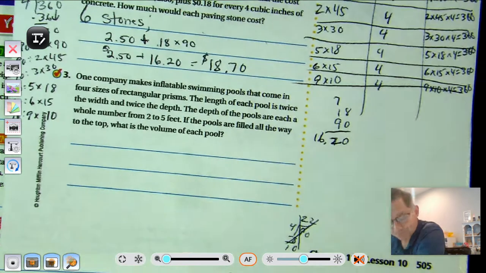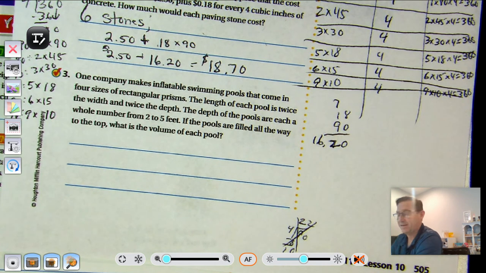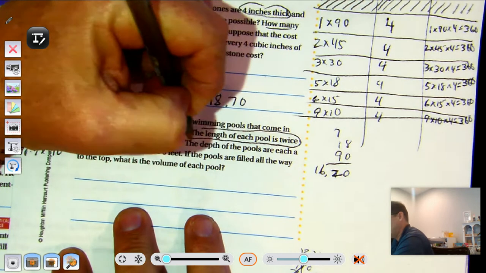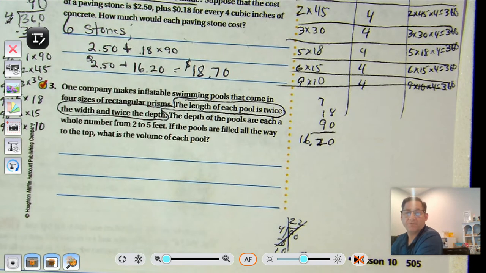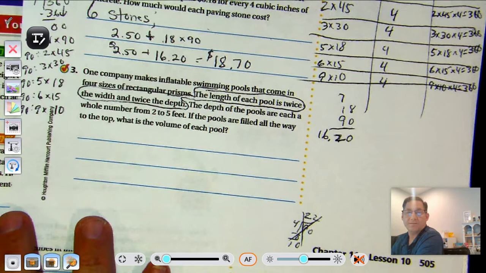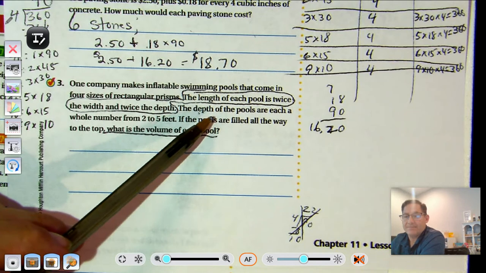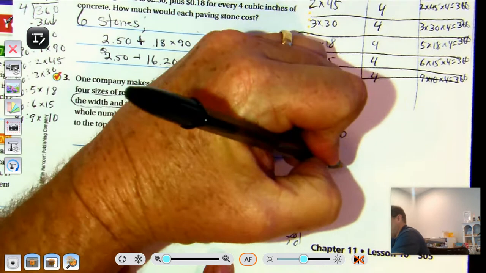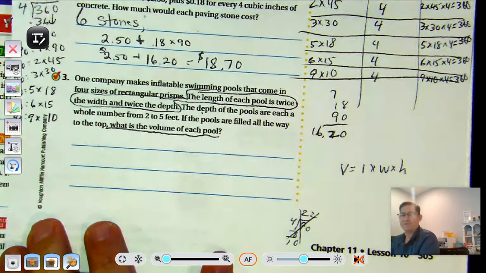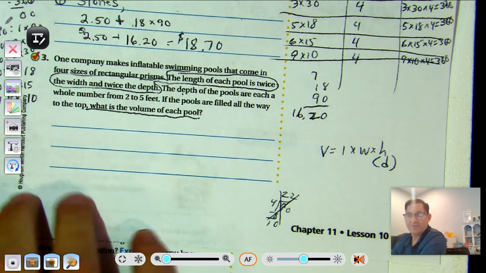All right, number 3. One company makes inflatable swimming pools that come in 4 sizes of rectangular prisms. The length of each pool is twice the width and twice the depth. The depth of the pools are each a whole number from 2 to 5. If the pools are filled all the way to the top, what is the volume of each pool? Okay, so when we refer to depth, that's the same thing as saying the height of something. Remember, volume is going to be length times width times height. Well, in this case, we can substitute the depth for the height.